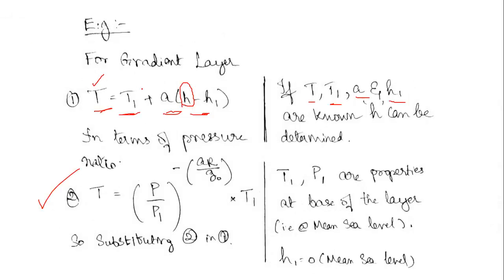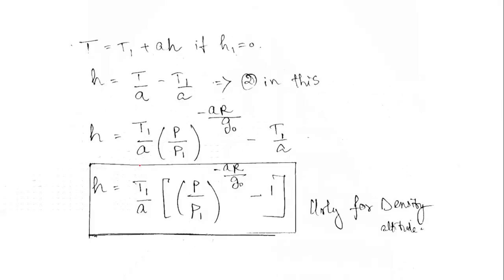So if we substitute the value of T over here, we will be writing it as T1 by a, that is lapse rate, which is the division term which is taken to the LHS, and it is also transferred to the LHS. So T1 by A times P by P1, where P1 is nothing but the pressure at the base of the altitude which we are referring to, to the power of minus lapse rate times the gas constant divided by the constant acceleration due to gravity.